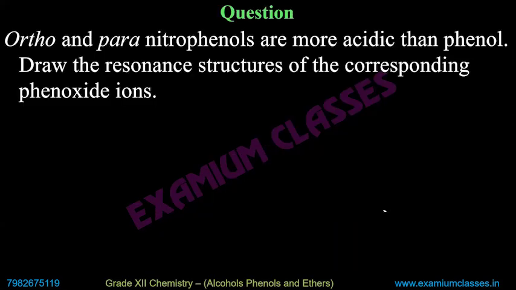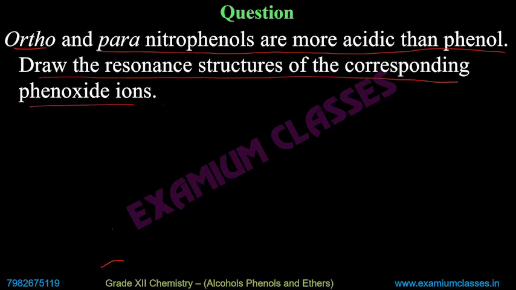I'm going back. Ortho and para nitrophenols are more acidic than phenol. You need to provide the reason. Draw the resonance structures of corresponding phenoxide ions. So the question is actually why ortho and para nitrophenols are more acidic than phenol. It is because the phenoxide ion formed is more stable.